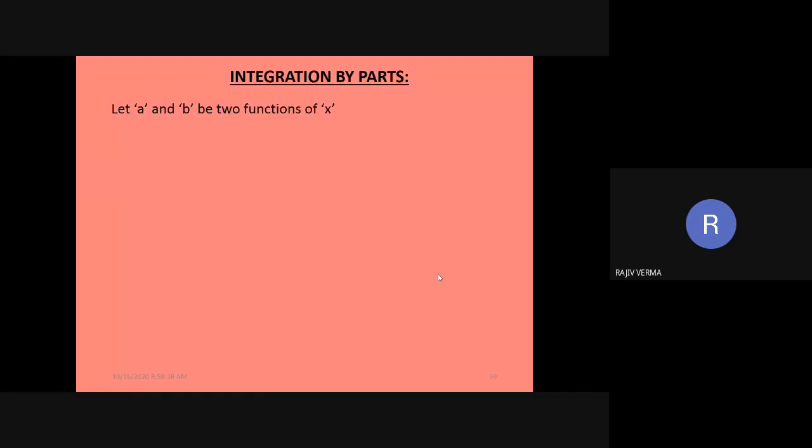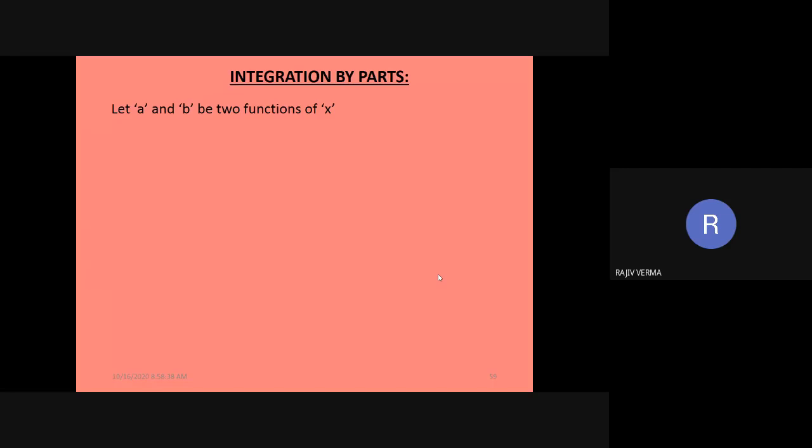So we start with the integration by parts approach. Supposing you have two functions a and b, and both are functions of x. In this particular slide on display, the variables a and b have nothing to do with the variables described in the previous slides. So kindly do not confuse them.